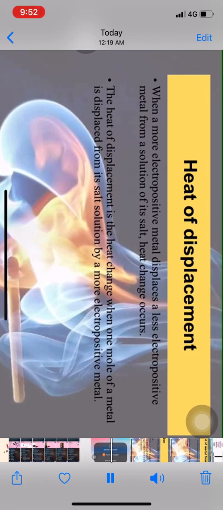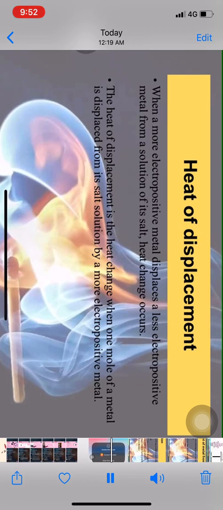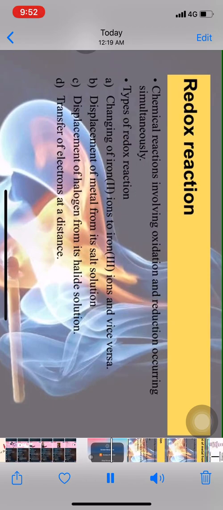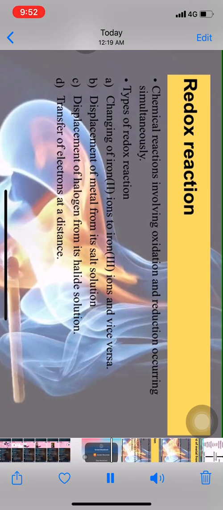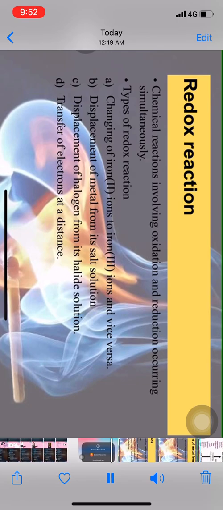Before I talk about the heat of displacement, I will explain a little bit about the redox reaction. A redox reaction is a chemical reaction involving oxidation and reduction occurring simultaneously. There are types of redox reaction. The first one is the changing of iron 2 ions to iron 3 ions and vice versa.